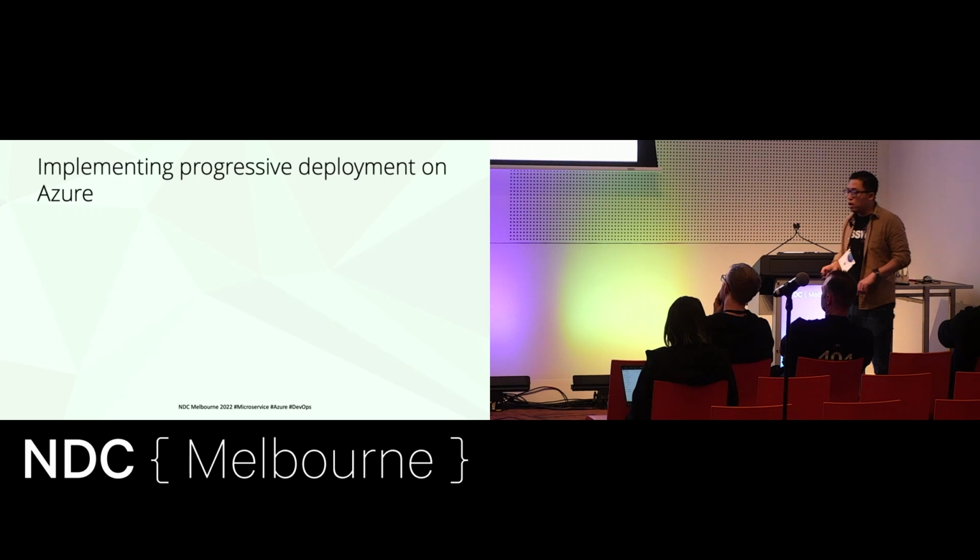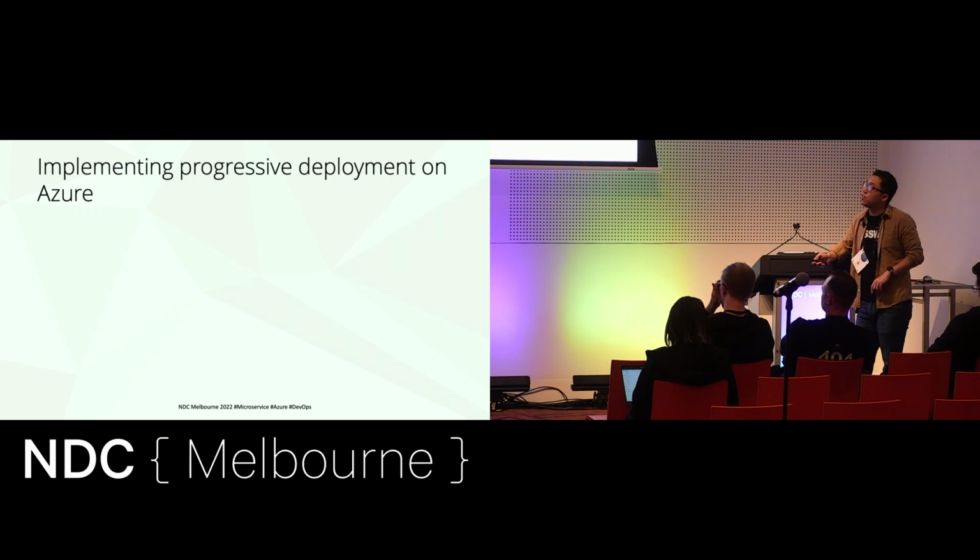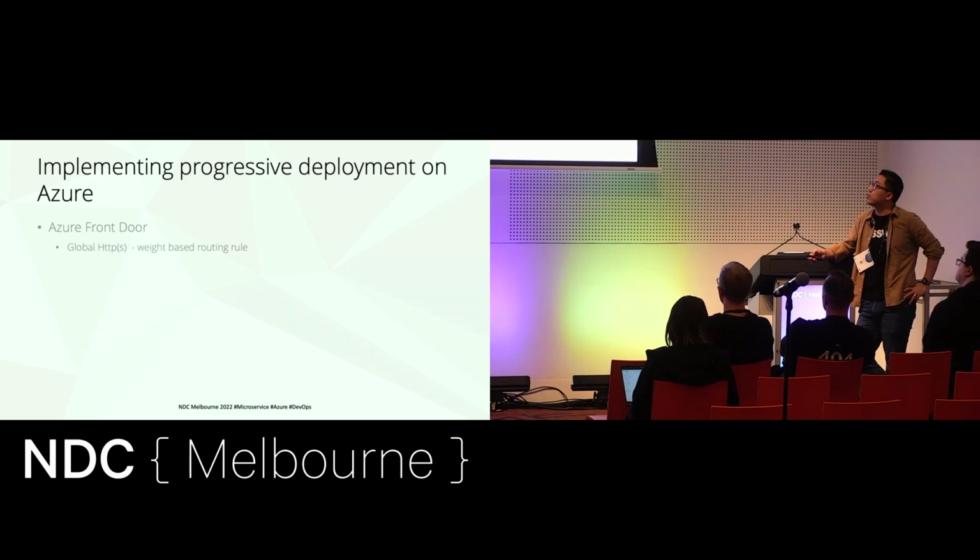Now, in order to implement this progressive deployment strategy on Azure, what can we do? First of all, we need some network routing services sitting at the front to route the traffic to different slots or groups of users. There are a couple of options. There's Azure Front Door, which sits at a global level and is HTTP/HTTPS-based. It has a weight-based routing rule.